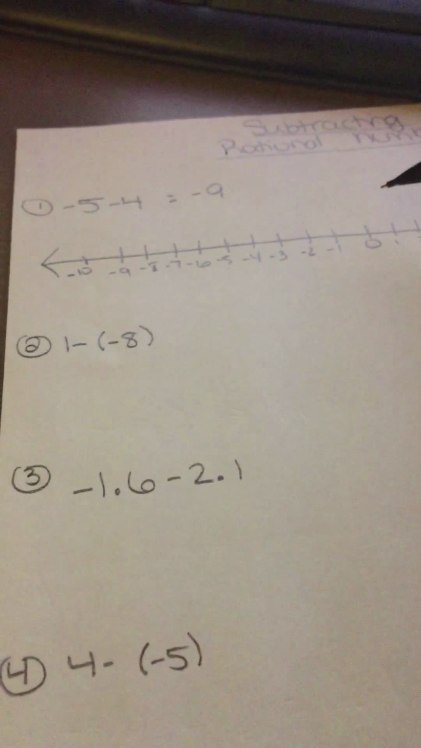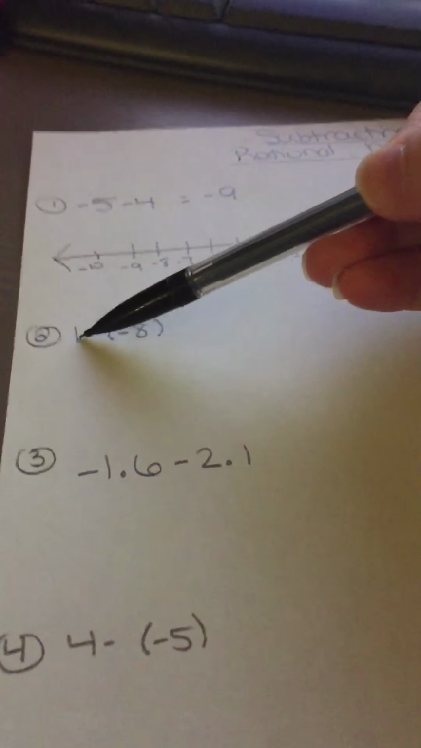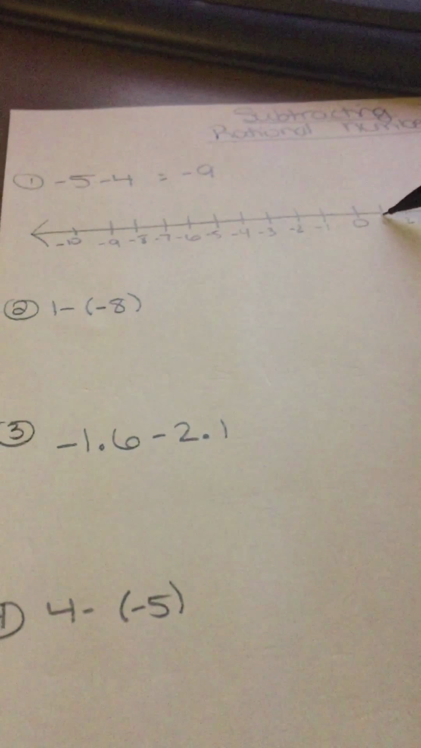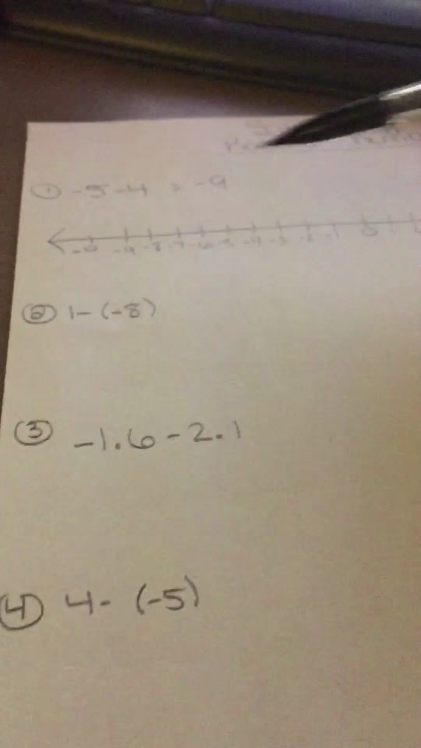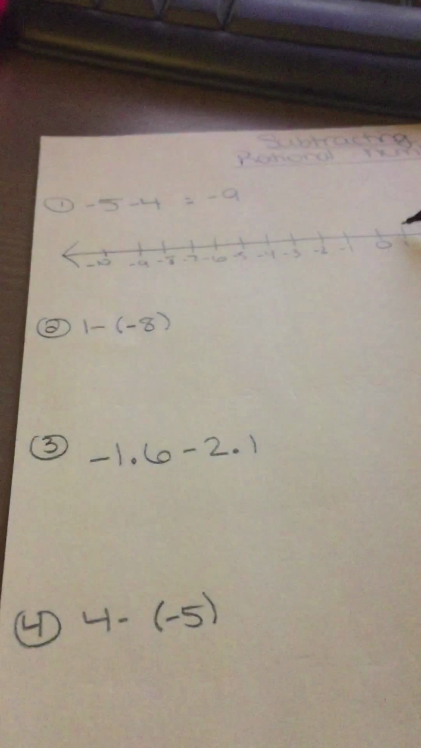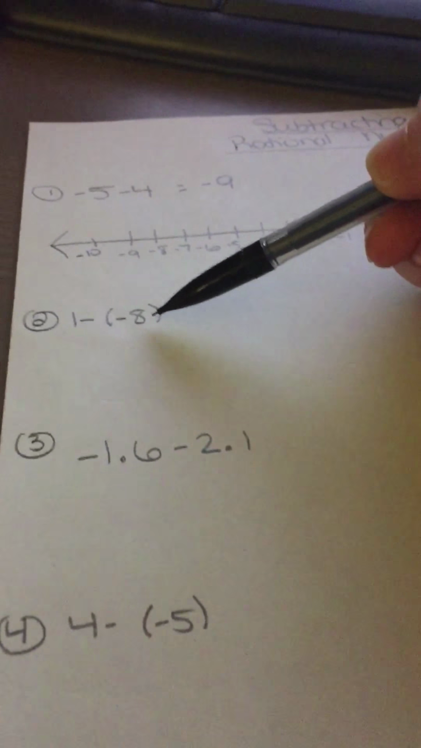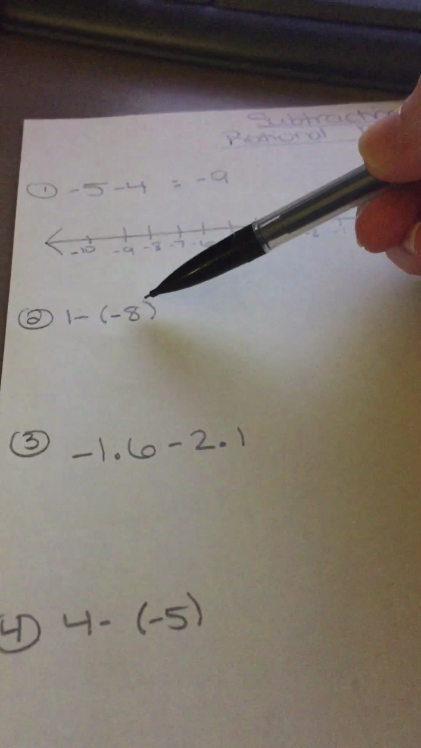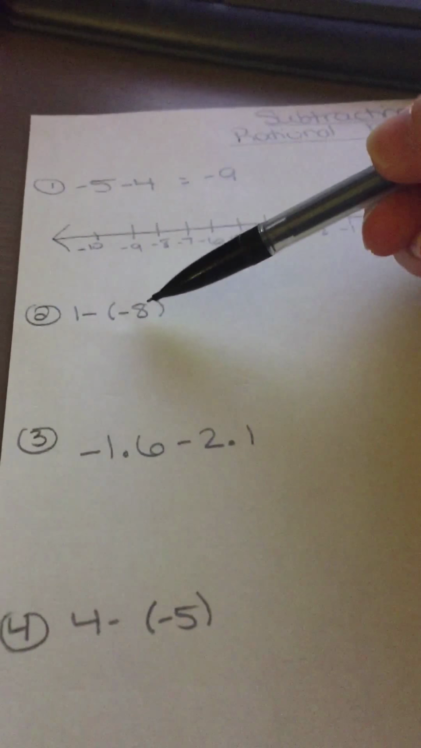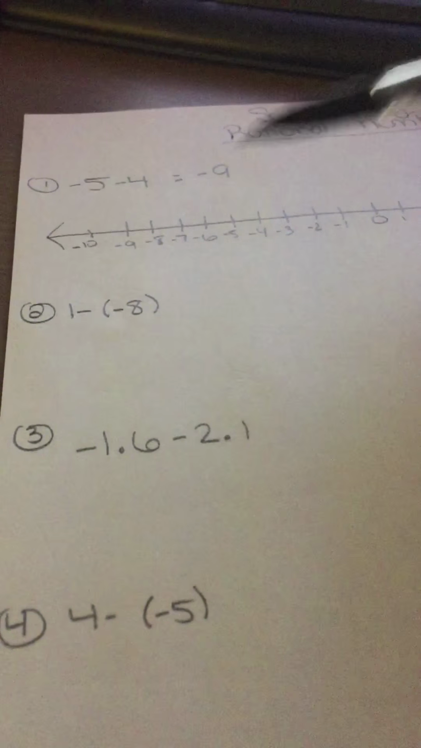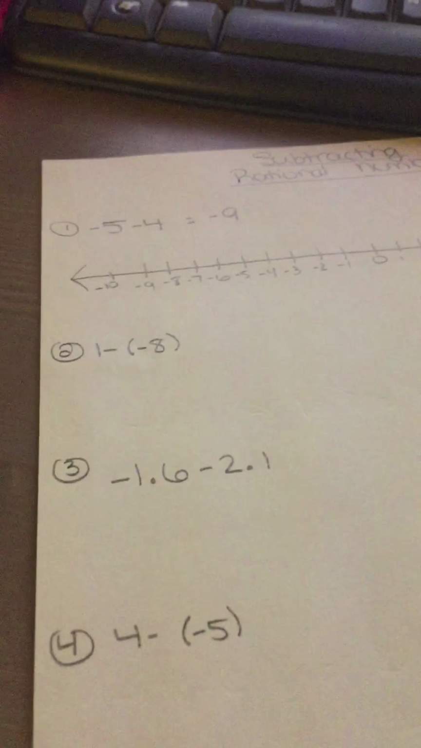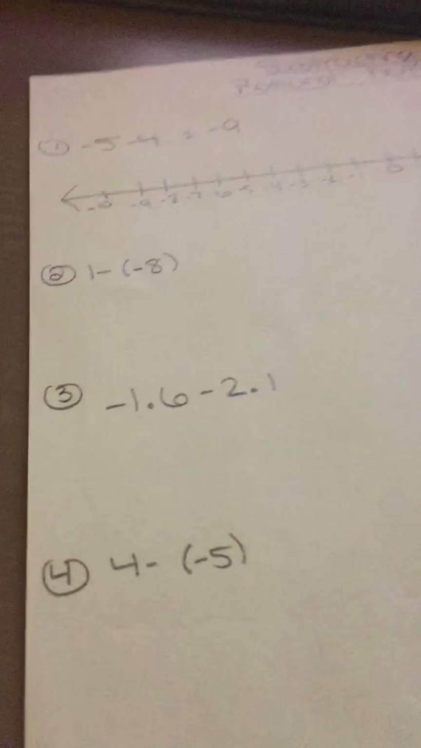Now if we use the number line again, that first number telling me where to start on the number line, so I'm starting at 1. Subtraction telling me I'm moving to the left. Now the -8 should be telling me how many spaces to the left I'm moving. Now it's -8 spaces. So what really is happening here is it's asking me to do the opposite of moving to the left.